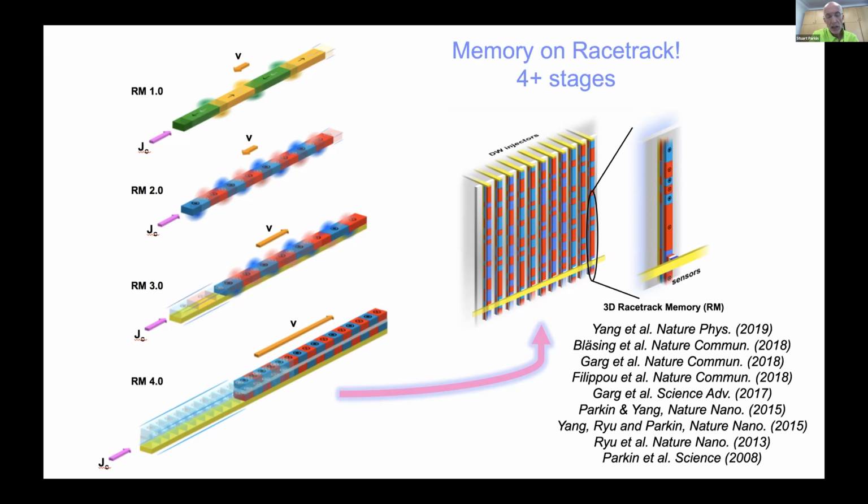And then finally, we need to eliminate the long-range dipole fields. And we can do this in something called a synthetic antiferromagnetic racetrack. This is an idea that I invented 25 years ago, and which has been used in all sensing devices in magnetic disk drives since that time.